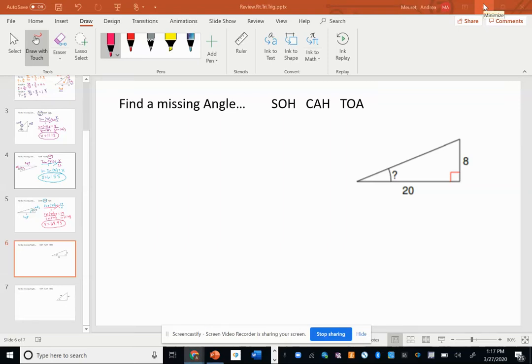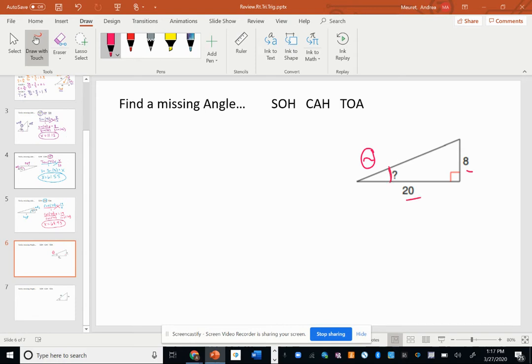Hi, this is Mrs. Moret with a review of finding a missing angle in a right triangle using sine, cosine, or tangent. The angle that we're looking at for this triangle is down here on the left with a question mark, but maybe we should name it theta. So the measurement of theta can be found using these two sides that we know.